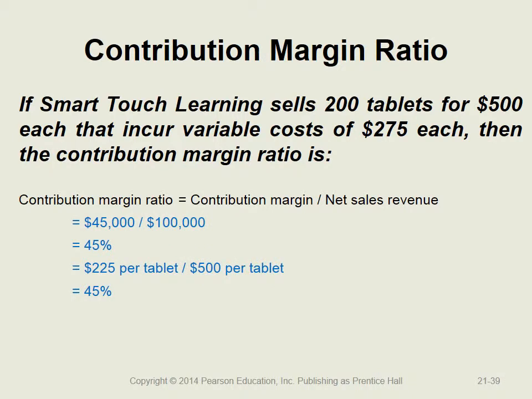Because contribution margin is based on sales price and variable costs, which do not change per unit, the ratio can be calculated using either the total amounts or the unit amounts. As we can see from the Smart Touch Learning example, the contribution margin is calculated as 45% whether we use the total amounts or the per unit amount.